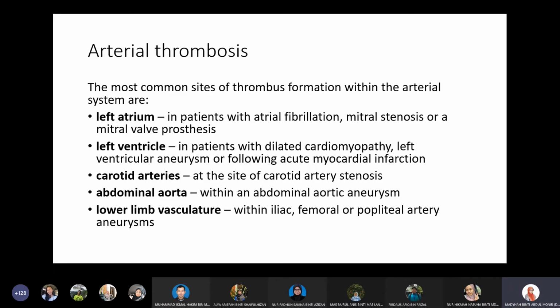Besides the heart chambers, it can also occur in the arteries, for example, in the carotid arteries at the site of carotid artery stenosis. Another location is the abdominal aorta, where arterial thrombosis will occur within an abdominal aortic aneurysm. Another part that will be involved is the lower limb vasculature. It can occur either in the iliac, femoral, or even popliteal artery aneurysm.